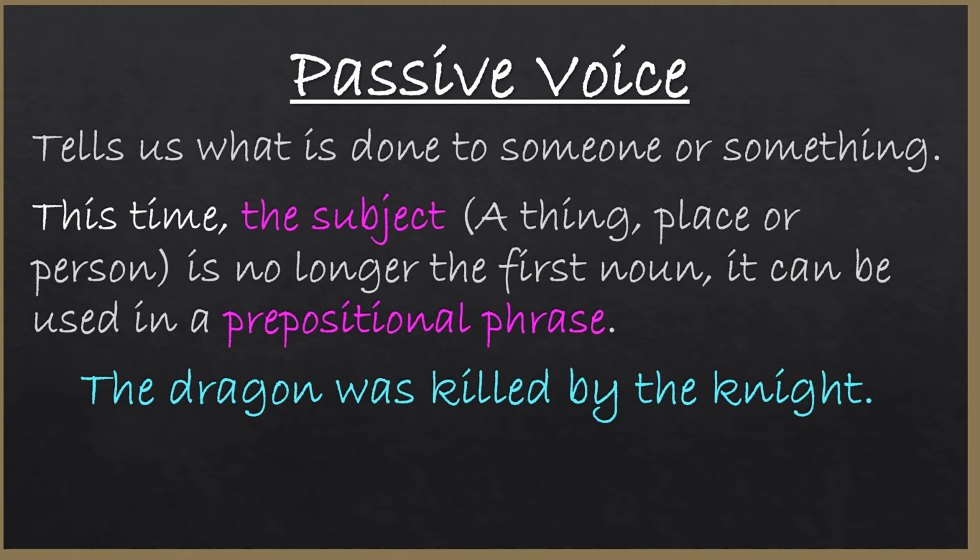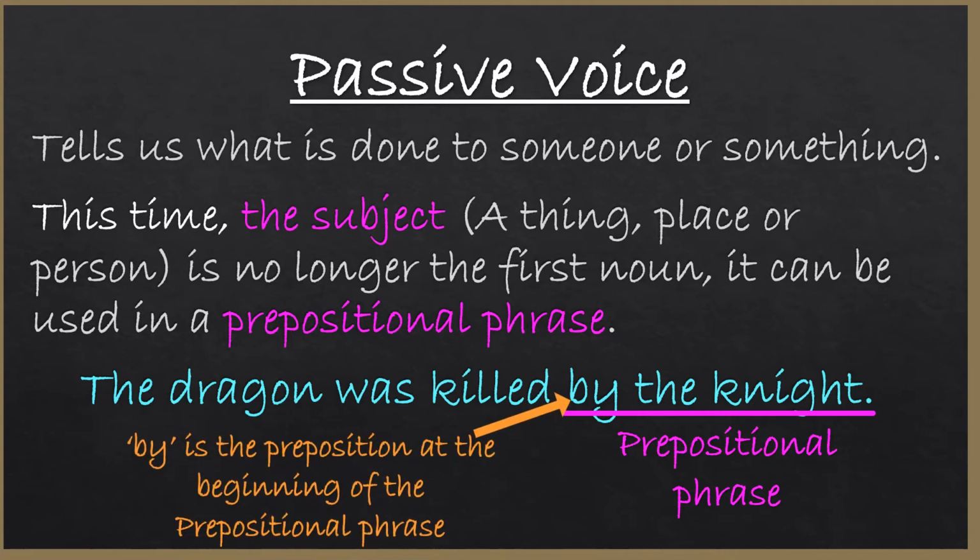Passive voice, however, tells us what is done to something or someone. This time, the subject, the thing, place or person, is no longer the first noun, and it can be used in a prepositional phrase. Let's have a look at this example. The dragon was killed by the knight. By the knight is a prepositional phrase, because by is a preposition, and that's at the beginning of the prepositional phrase.